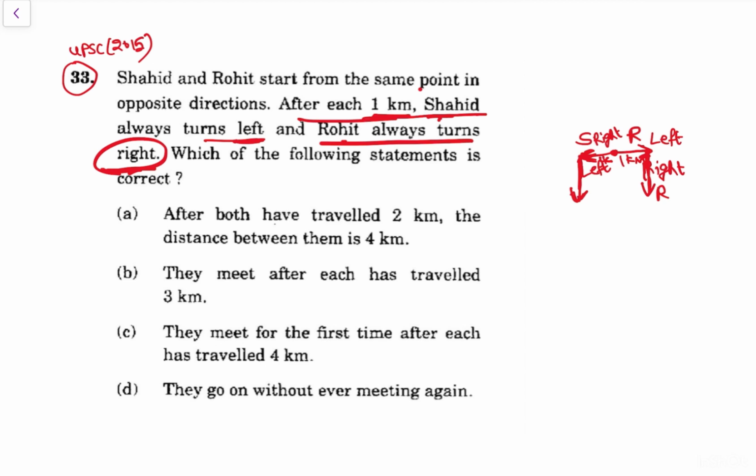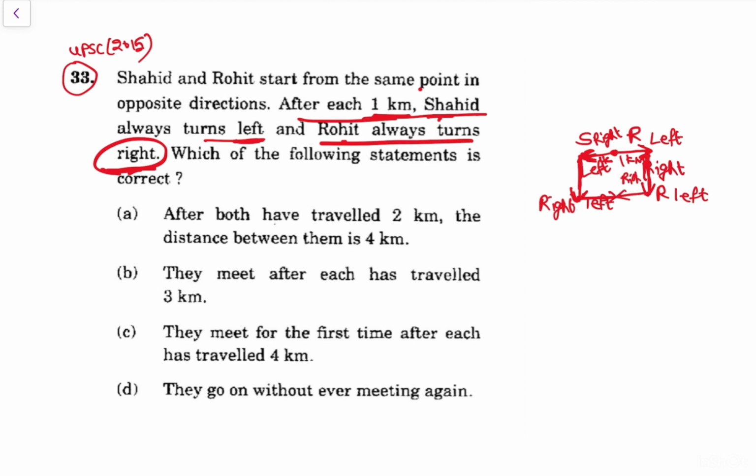And again after 1 kilometer, Shahid turns what? Shahid turns left. Now Shahid ka left is what? Left is this thing, right? So left and this is right. And again here Rohit, he is turning left 1 kilometer. ठीक है, and then Rohit is turning right. So here Rohit ka, this is left and this is right, right? So Rohit also turns this side.